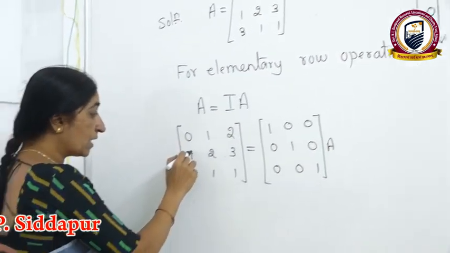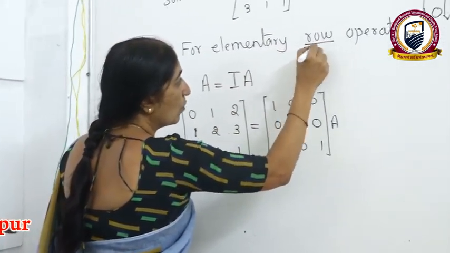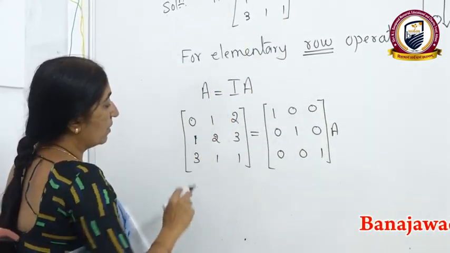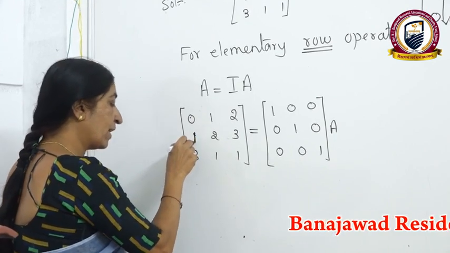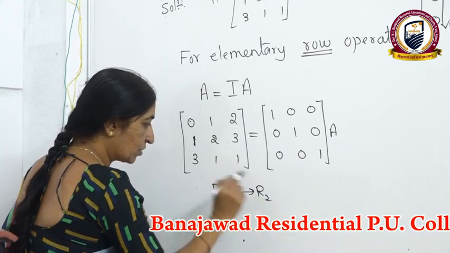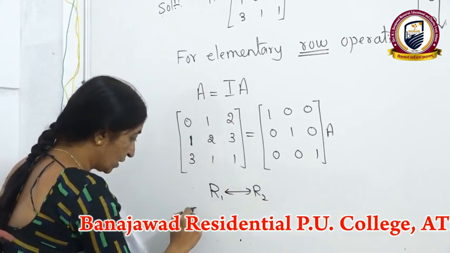But we are taking a row. See, I gave you row operation. Here in place of 0 what do we want? 1. So exactly below we have 1. Just interchange them. Interchange the first and second row on both sides.